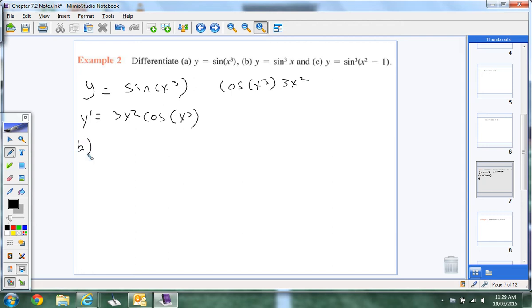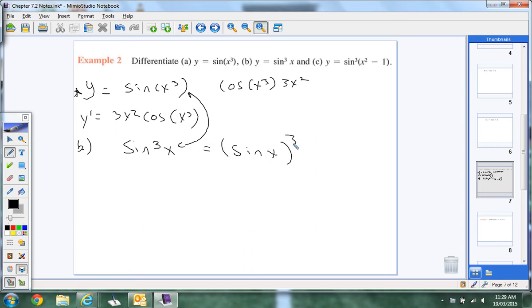Okay, let's try B now. So let's see. Now, this is good, and I want you to star these because these are misconceptions, okay? It looks weird, but sine, does anybody know the difference between these two? That's correct. This is shorthand. This is notation for this.